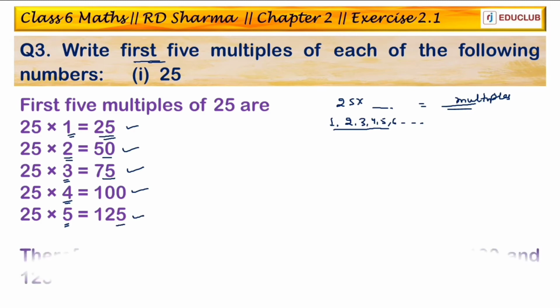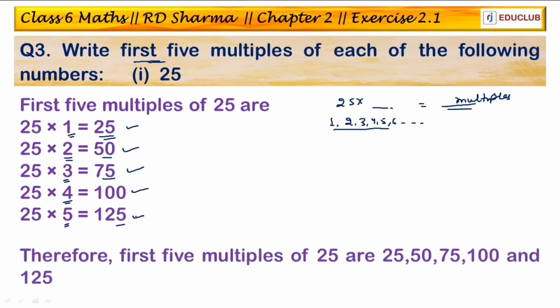So these are the multiples of 25. Okay. 25, 50, 75, 100 and 125. First 5 multiples. Okay. First 5 is written, so we'll multiply by first 5 natural numbers only.